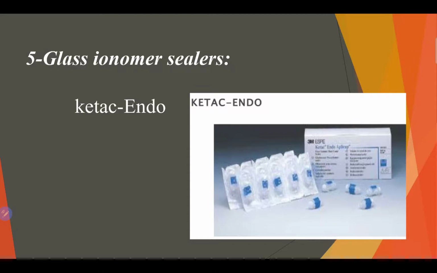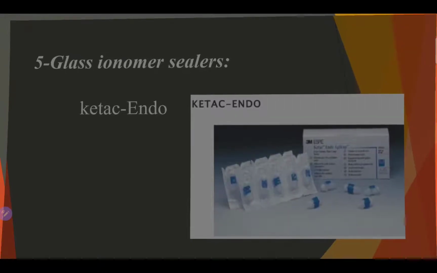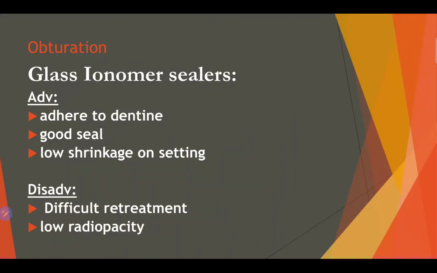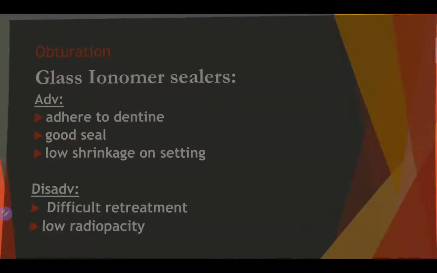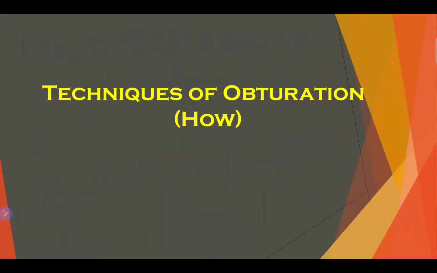Then they used the glass ionomer sealers, like the glass ionomer capsules which you use in operative dentistry. They made glass ionomer sealers in capsules like it, and they call it the Ketac Endo. It is a very good sealer, adheres to dentine, has very good sealing ability and low shrinkage on setting, but the disadvantage is that it is difficult to retreat. It's very hard and has low opacity, so we don't usually use it.